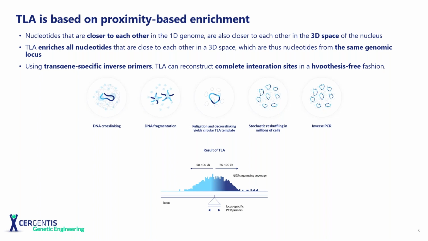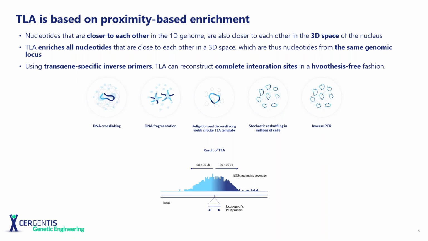When we receive a sample, we start by cross-linking it, and for this we use formaldehyde as a cross-linking agent. After that we proceed to fragment it using restriction enzymes. After this, we proceed with religation. This forms circular TLA templates, as you can see in the middle of the screen. This is a stochastic process yielding millions of circles.